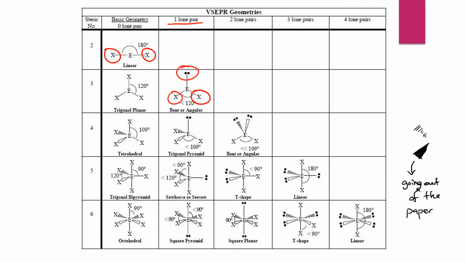So that means it's coming out at us and it's about to hit our face. So this X right here is popping out at us, okay? And then over here, this lone pair is popping out at us. The dashes, y'all, the dashes represent going into the paper. So it's pointing away from us. It's the farthest one away from us.